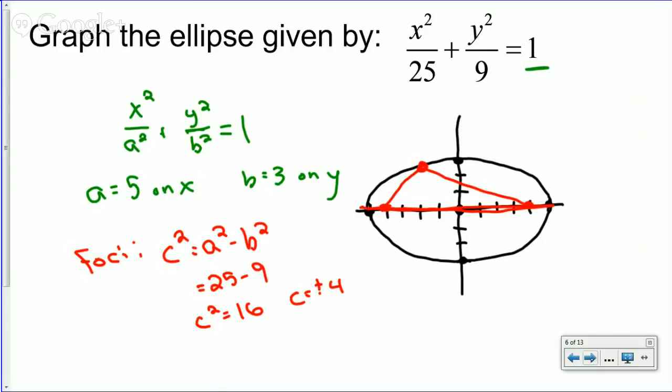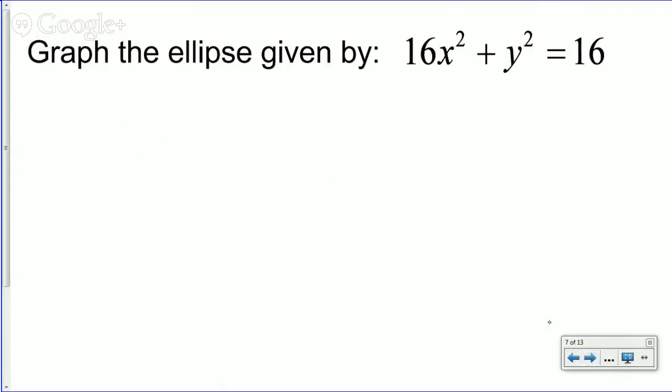All right, let's go on to the next one. Graph the ellipse 16x squared plus y squared equals 16. The problem with this one is this 16 right here. That has to be 1. So in order to make that 16 a 1, we're just going to divide by 16. If I divide that by 16, every term gets divided by 16. So then I've got x squared over 1 plus y squared over 16 equals 1.